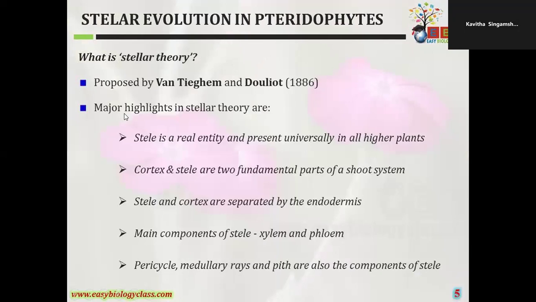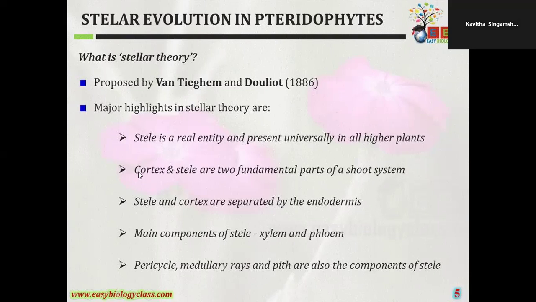Now, what is this stellar theory? What is the theory proposed by them? According to them, what are the major highlights? Now, the stele is a real entity and present universally in all higher plants. Whatever the plant you take, that is the land plants with the vascular nature, in all the plants we can see the presence of the stellar region. That's why we call it universal.